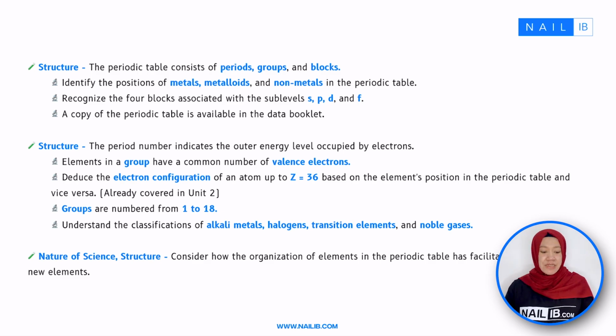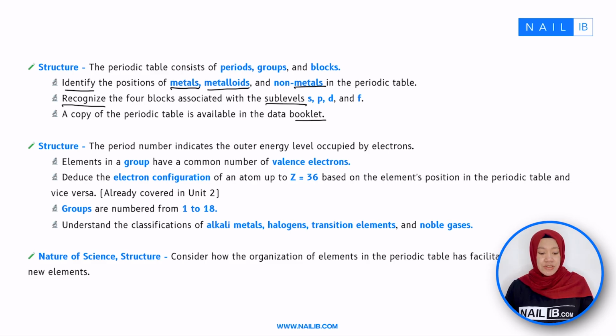From these 2 subtopics, you need to know how to identify the positions of metals, metalloids, and nonmetals in the periodic table. The 4 blocks associated with the sublevels s, p, d, f should be recognized. A copy of the periodic table is available in the data booklet. You will get a clean copy of the data booklet when you have the final IB exam.